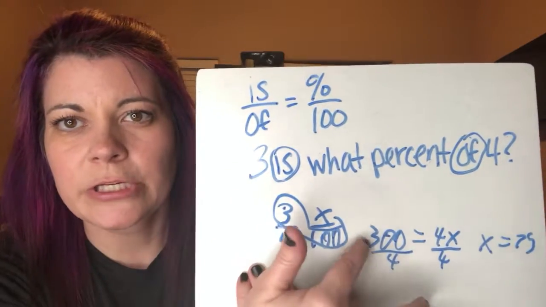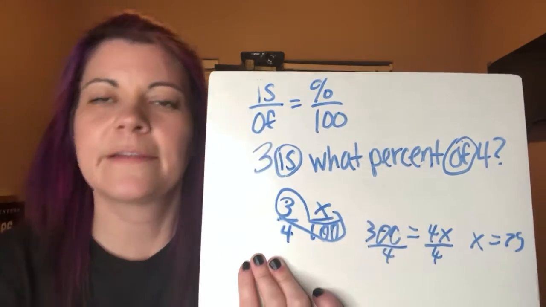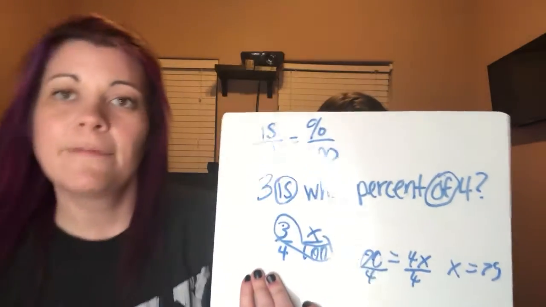So 3 times 100 is 300. 4 times x is 4x. Divide both sides by 4. X is going to equal 75. Very good, Elle. Okay, we're going to do one more. I'll walk you through it, and then we'll call it a day.